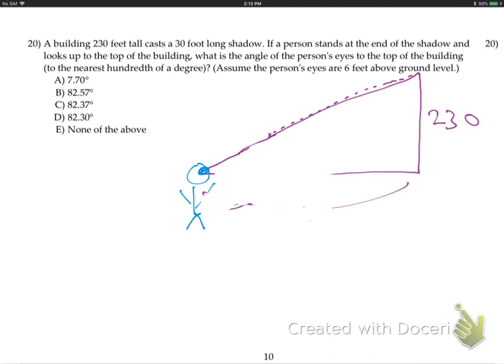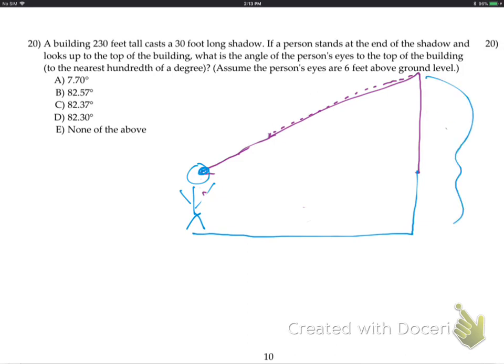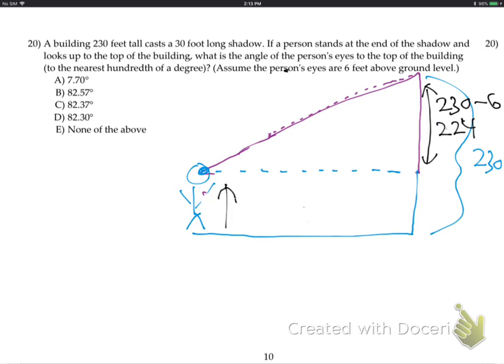Here, let me do this. So this right here, this person's 6 feet. The building's 230, right? So all of this is 230. But if you just go from here to here, this is the trick that was mentioned. If you just go from there to there, it's going to be 230 minus 6, which is 224. Do you see that? Because this is 6. The person's eyes are 6 feet above ground. Although that's 6 feet, it looks as big as the 230. But do you get the idea?